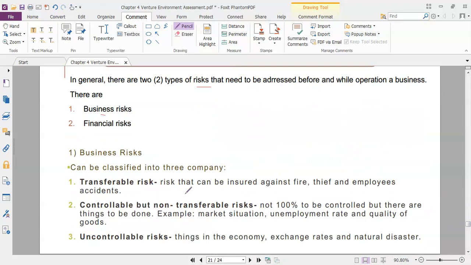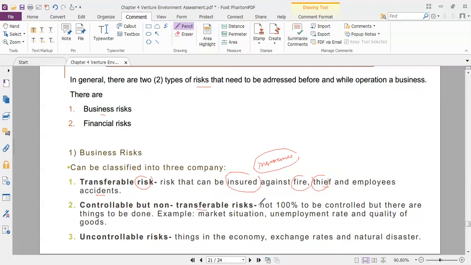First, transferable risk. It is the risk that can be insured against fire, thief, and employee accident. Transferable means that kita boleh elakkan. Dengan adanya kita beli insurance, so that we are covered. Kalau ada fire, kebakaran, thief atau accident, the money will be covered by the insurance. That is transferable risk.